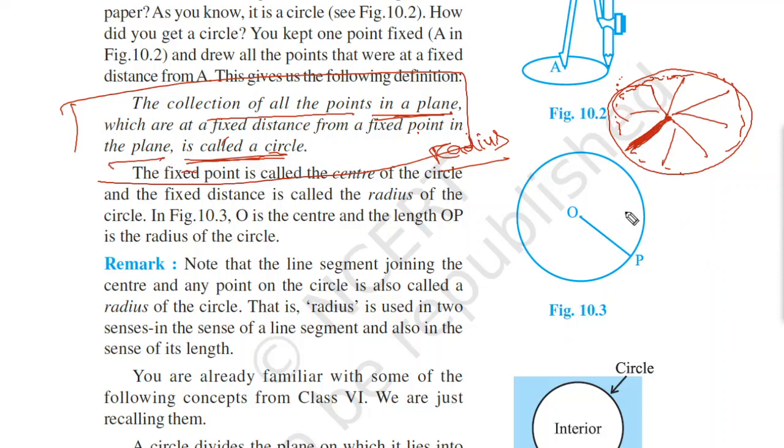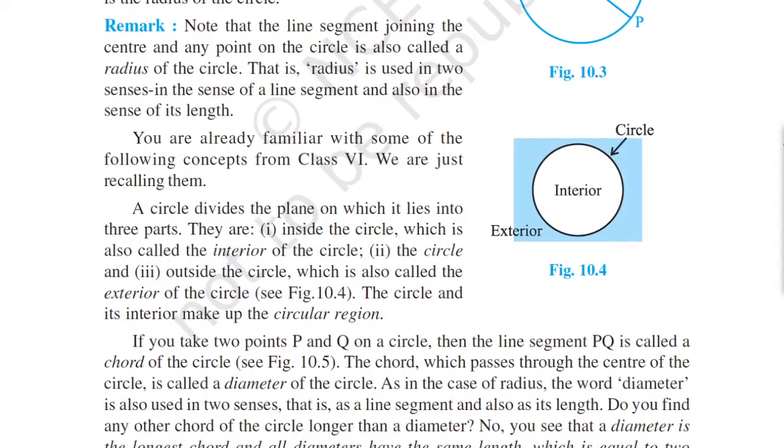Now we'll move to some of the parts of a circle. First of all, this fixed distance is called the radius. So what is radius? Radius is the distance from the center to any point on the circle. All the distances are equal. Here OP is a radius. We will see some other parts of a circle.